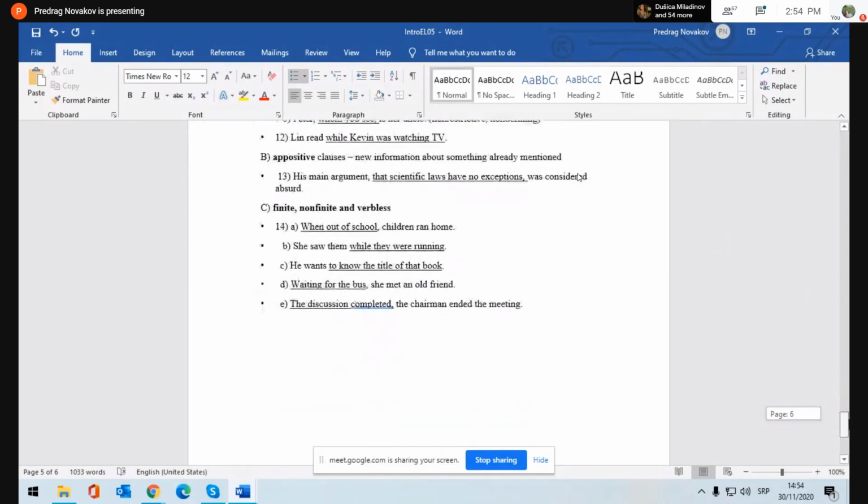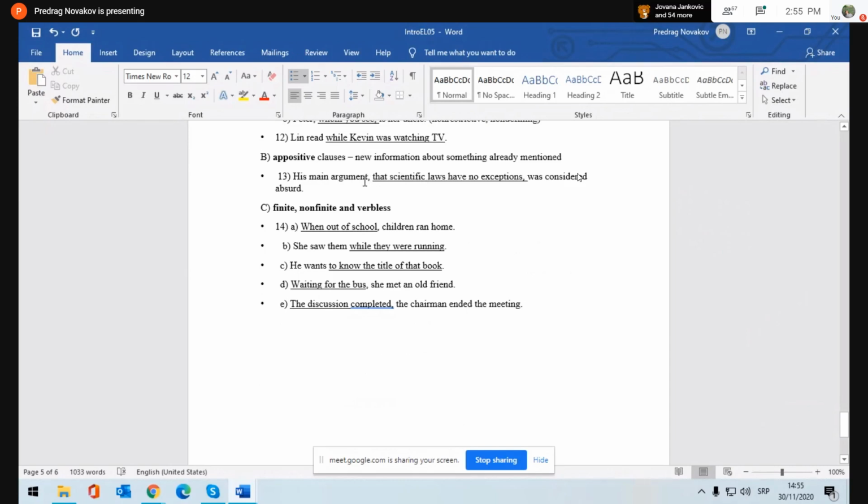Okay, think about it. Then the next type of clauses I'm going to mention is appositive clauses. We have the same term in Serbian grammar, appositivne rečenice. Okay, they provide new pieces of information about something already mentioned. So let's see 13, okay? His main argument that scientific laws have no exceptions was considered absurd, okay? This is an appositive clause.